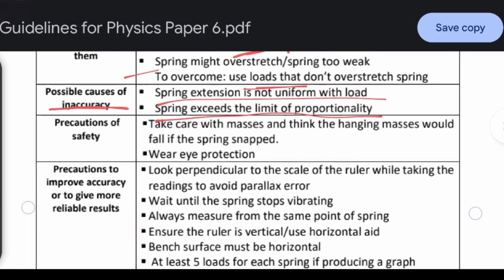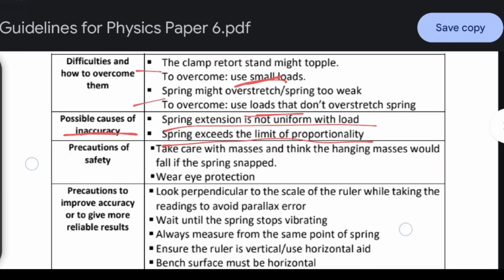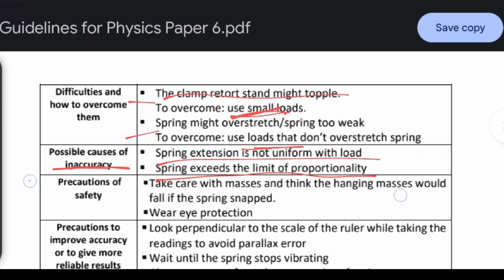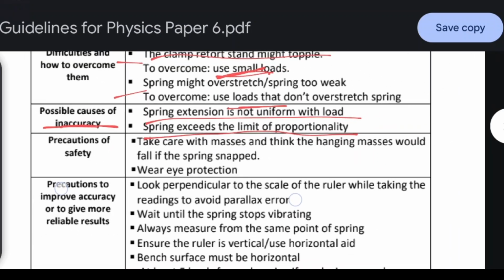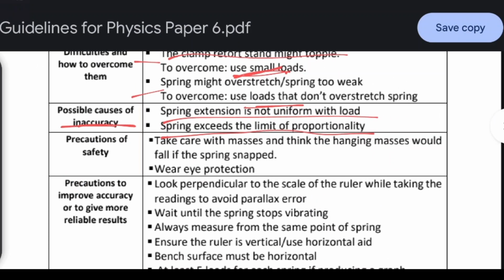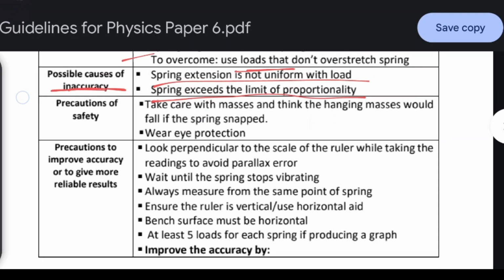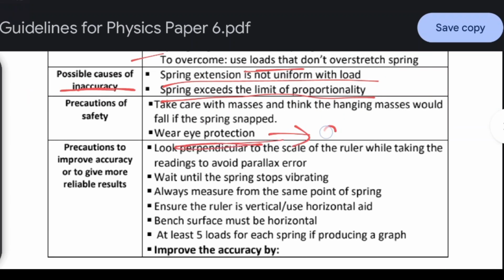So you should take care with the masses, how much mass you're taking, because as we discussed, too much mass will cause a retort stand to topple. So the hanging masses would fall if the spring snapped. Take care of the masses, and of course use eye protection. Why? Because if the spring snaps, breaks, or overstretches, or the clamp stand retort falls or topples, it might hit your eye. So you should wear eye protection. You can write here goggles.